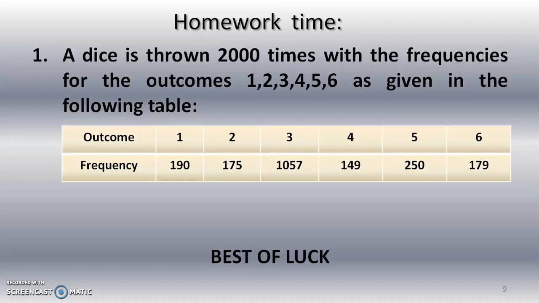It's homework time. First, a dice is thrown 2000 times with the frequencies, means possible outcomes, for the outcomes 1, 2, 3, 4, 5 and 6 as given in the following table. Outcomes 1 to 6 and frequencies are 190, 175, 1057, 149, 250 and 179.